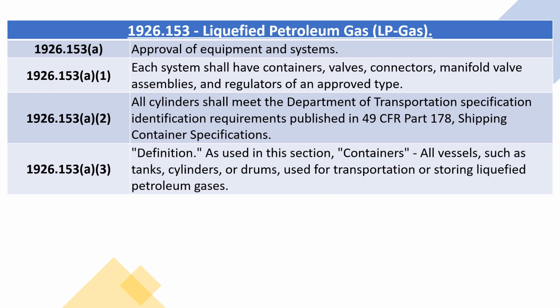1926.153(a)(2), All cylinders shall meet the Department of Transportation specification identification requirements published in 49 CFR Part 178, Shipping Container Specifications. 1926.153(a)(3), Definition. As used in this section, containers are all vessels such as tanks, cylinders, or drums, used for transportation or storing liquefied petroleum gases.